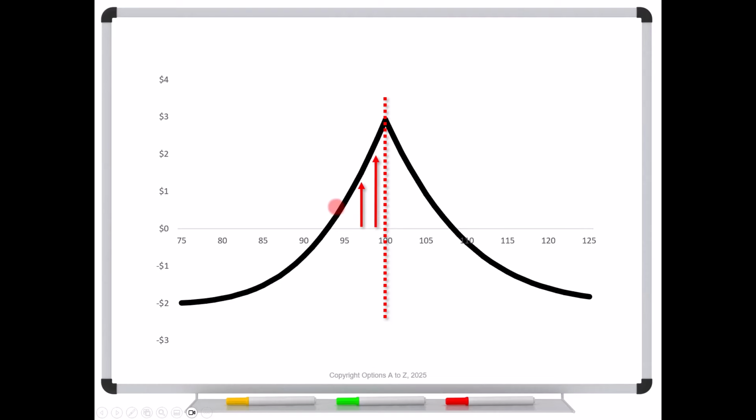If you had to pick a side of this dotted line to be on, this is probably the better side, because at least now the short option expires worthless. We don't have to worry about buying that back or maybe getting assigned. But if we land on this side, or maybe a little bit further away, it's still not bad. We can still salvage this position or repair the position, if you want to use that word.